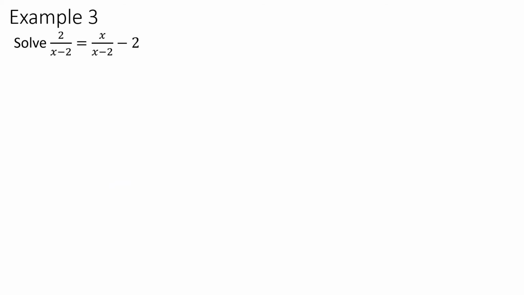Example 3. Solve 2 divided by the quantity x minus 2 equals x divided by the quantity x minus 2, minus 2. I want to note that this is a rational equation. It's not a linear equation, it's a rational equation. And I know it's a rational equation because it has a variable in the denominator. So if I look at the denominators, they're both x minus 2, and then underneath the 2 there's an invisible 1. So I want to do the same strategy as I did for example 2.